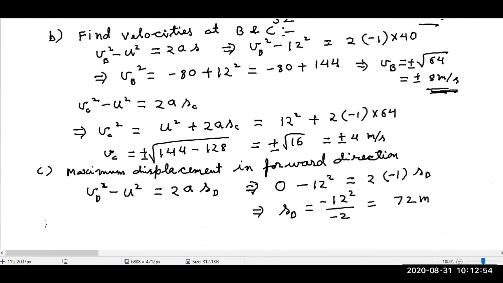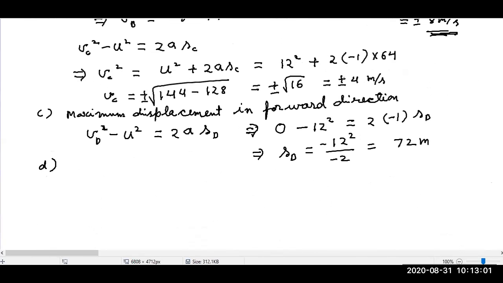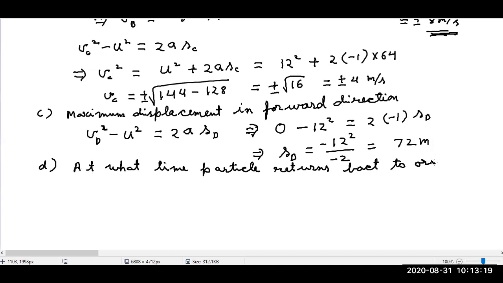One more question we can add here. At what time the particle will return back to its original position A? At what time particle returns back to original position A?